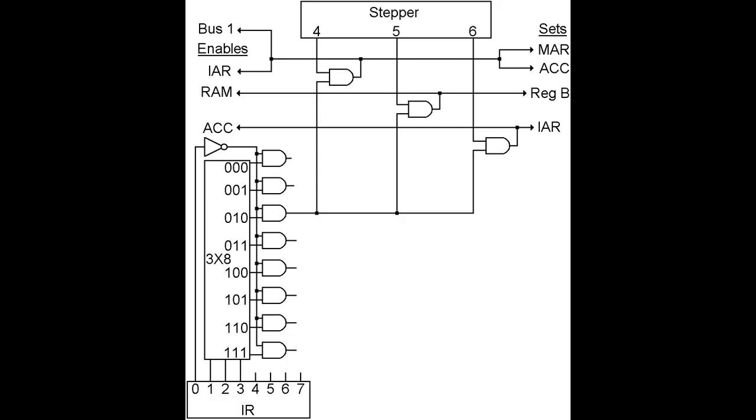In step 5, we are enabling RAM and saving, so now we are saving that byte of data into reg B. And finally, in step 6, we are taking the result of the accumulator, which is where our next instruction is, and saving it to the IAR so that the program continues at the proper location. So that's it for the data instruction.